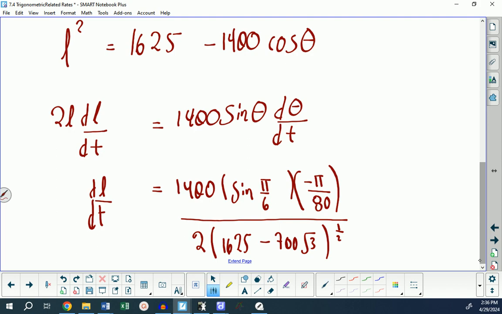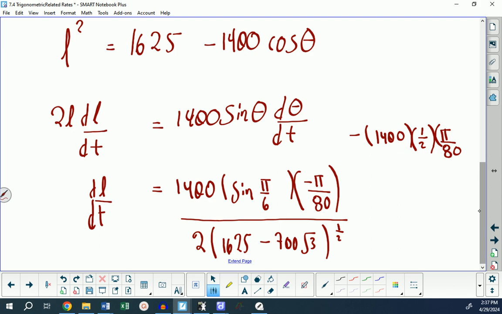One more little bit of business here. It's really too bad that these numbers on the top are not going to reduce down nicely. I think we're still going to be left with a fraction on the top. I have a 1400. I'm multiplying by sine of pi over 6, which is 1 over 2. I'm multiplying by negative pi over 80. So what I have on the top with these numbers, not the pi or the negative, it's 35 quarters, I believe.